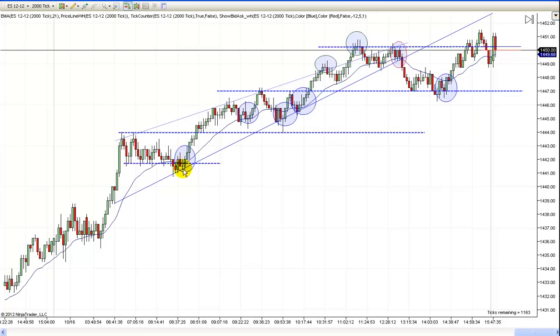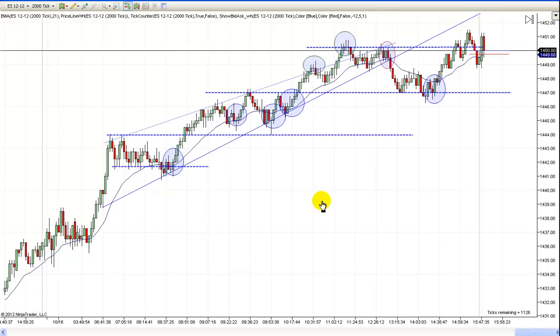And then we had this little pullback here and then reversed, and look at that nice bar go long right there, and that got you long from almost the low of the morning, the regular open. You could have ridden this all the way up, because any runners would have been safe there, and you could have ridden this all the way up with a runner today and made some really good money.